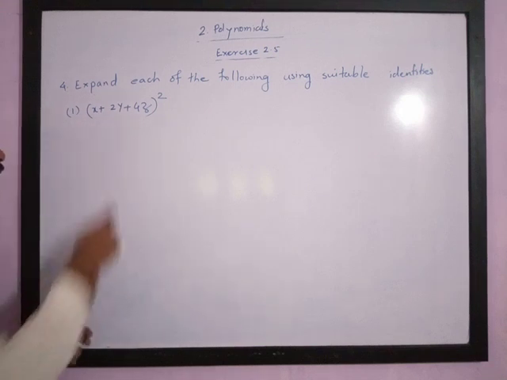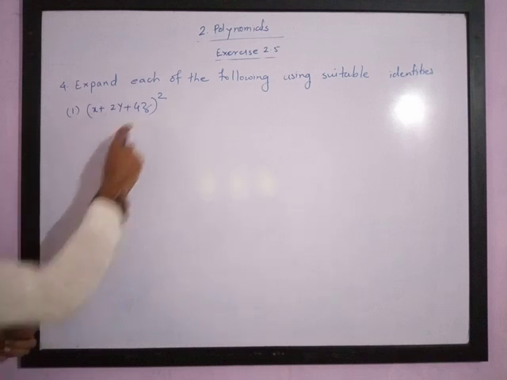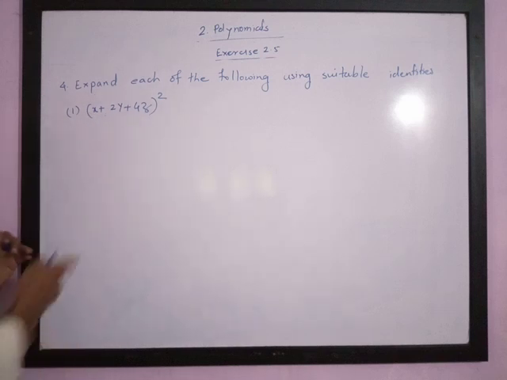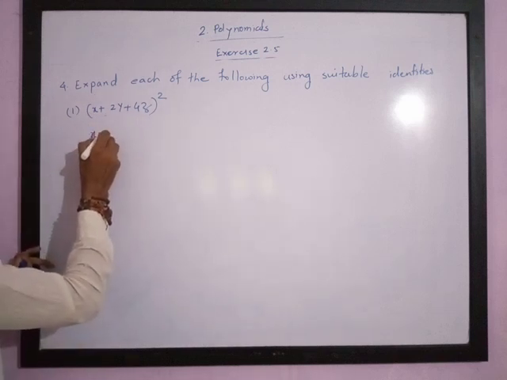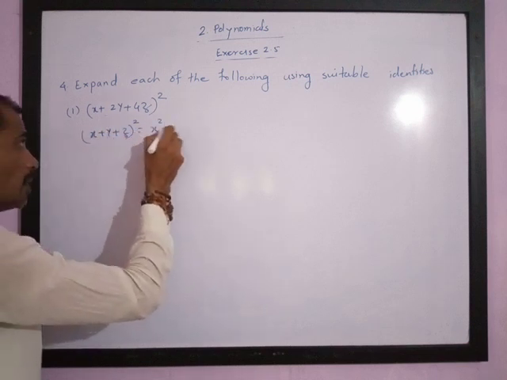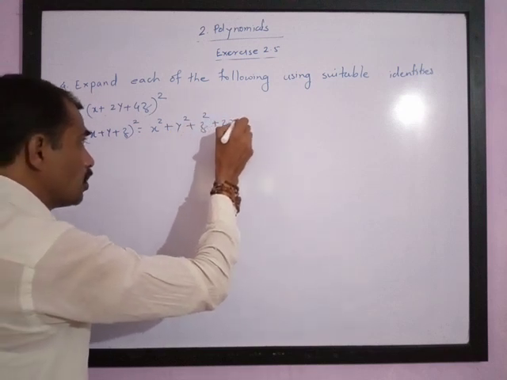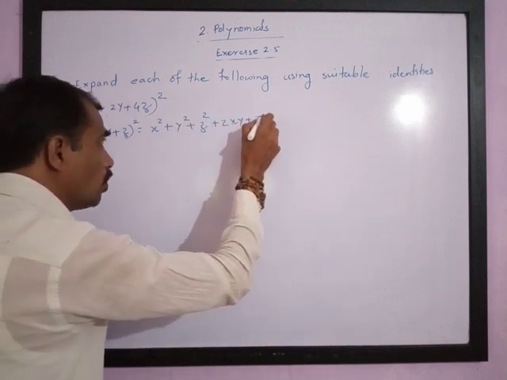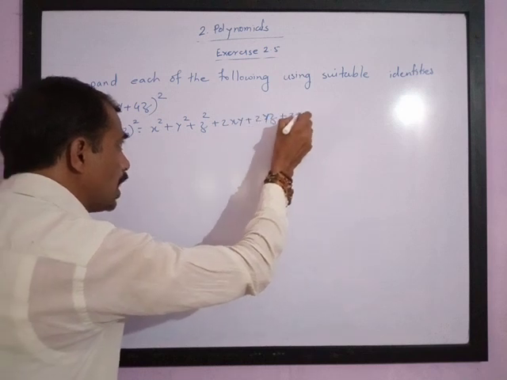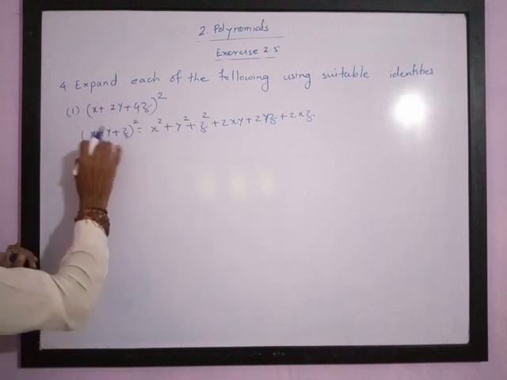Now let us expand each of the following using suitable identities. Now here there are three terms in the bracket square. So we have an expansion. We have the identity (x plus y plus z) whole square is equal to x square plus y square plus z square plus 2xy plus 2yz plus 2xz. Let us solve the given problem. Since there are three terms, we have to use this identity.